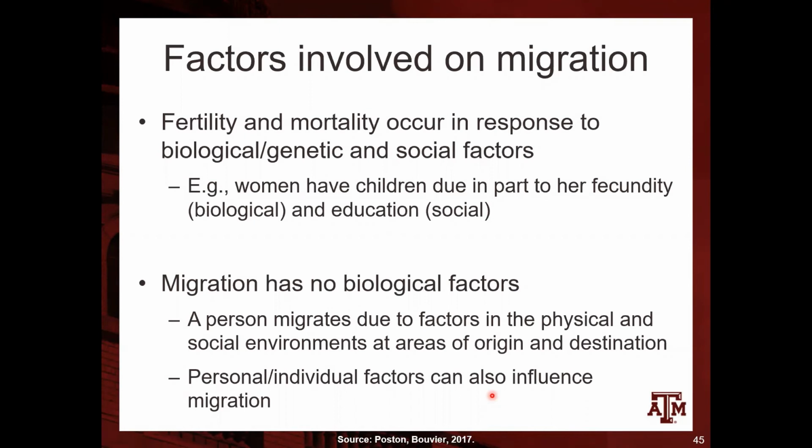A person migrates due to factors in the physical and social environments at the areas of origin and destination. Individual factors influence migration, individual characteristics of people, and there are several of them. There are factors related, at the aggregate level, to the overall jobs available in areas of origin and destination, economic growth, education available for my children, all these different aggregated level variables, but also individual characteristics. People that are more educated usually tend to migrate longer distances. People in blue-collar jobs tend to have lower chances of migrating, and so on. So individual characteristics make people more likely to migrate or not, but also aggregated level characteristics of the areas of origin and destination.